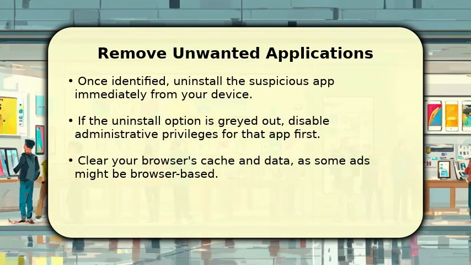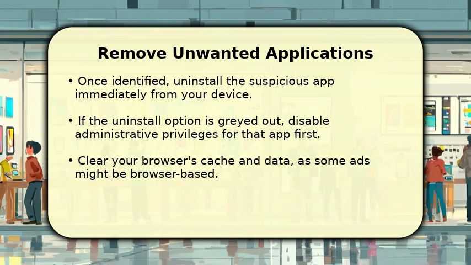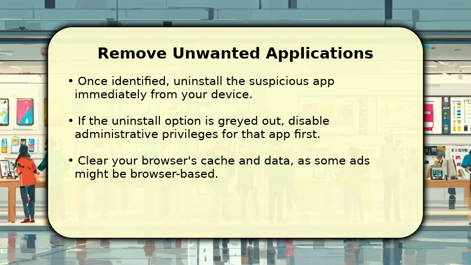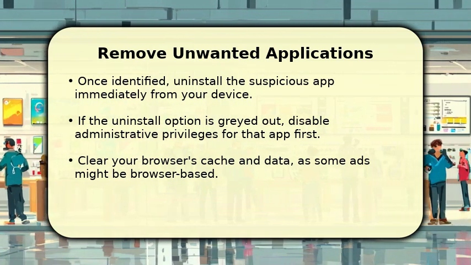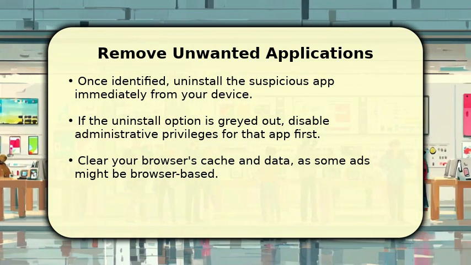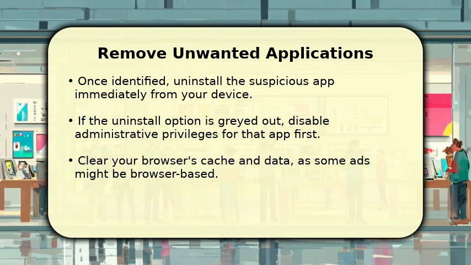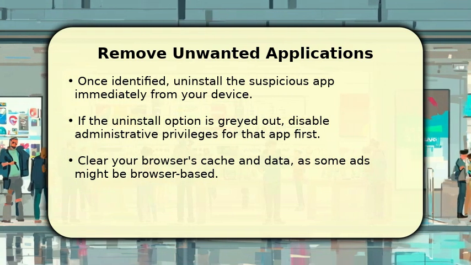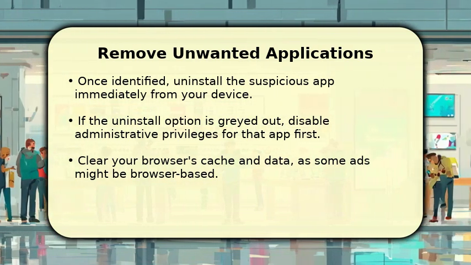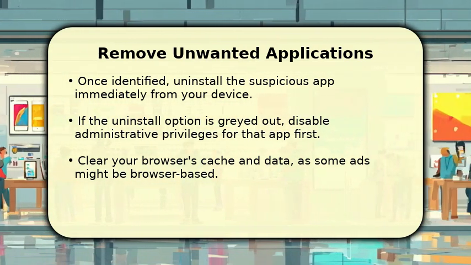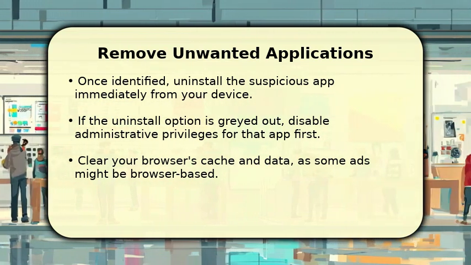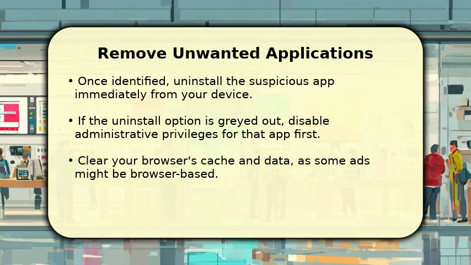After identifying the ad-generating application, simply tap on it and select Uninstall. If the Uninstall button is unavailable, go to Settings, then Security, and find Device Admin Apps to revoke its administrative access. Once disabled, return to the app list and proceed with the uninstallation. Regularly clearing your browser's cache and cookies can also prevent persistent browser-based pop-ups from returning, ensuring a cleaner experience.